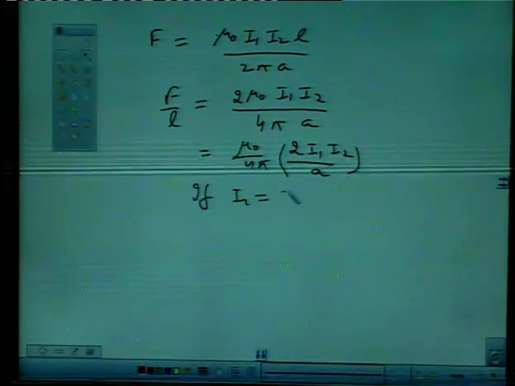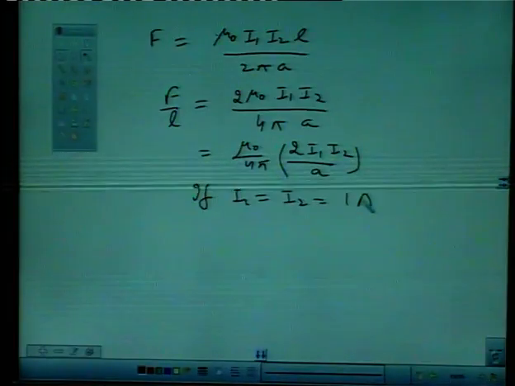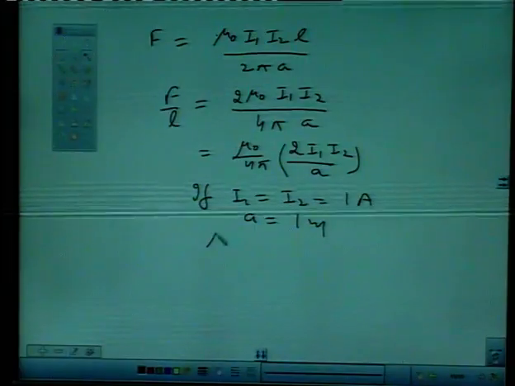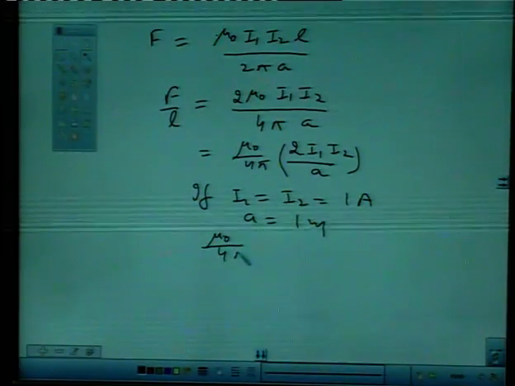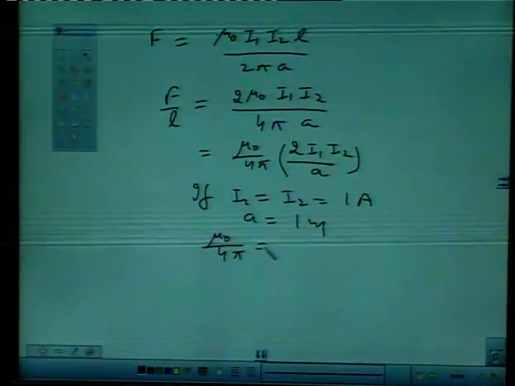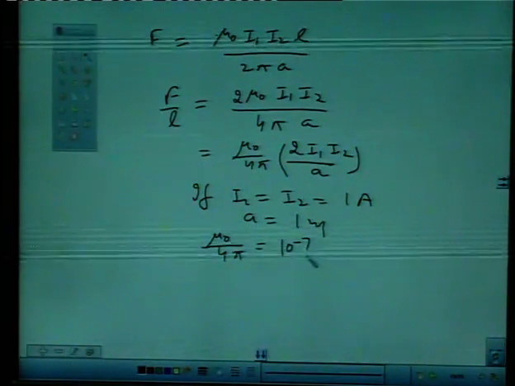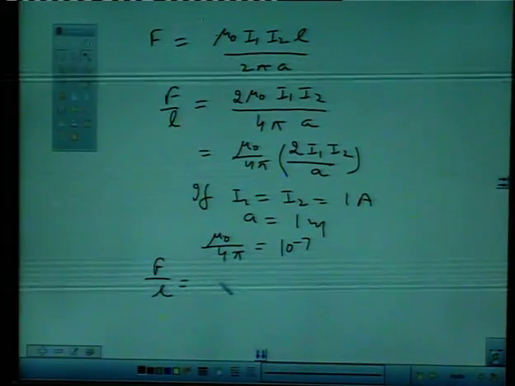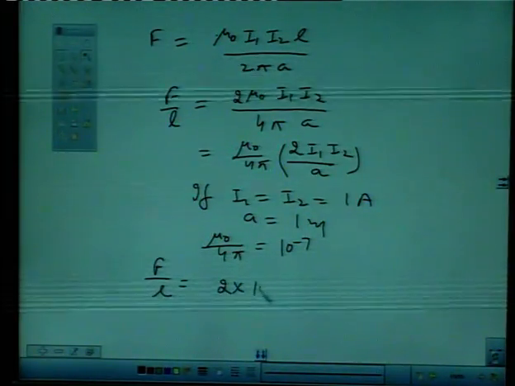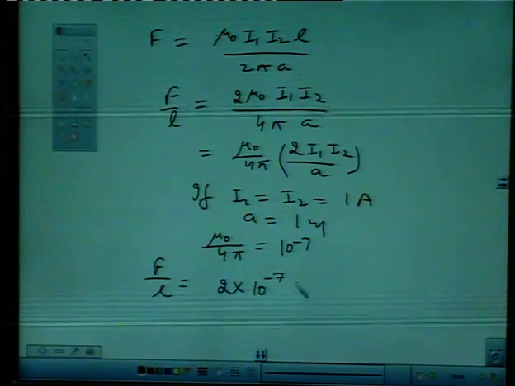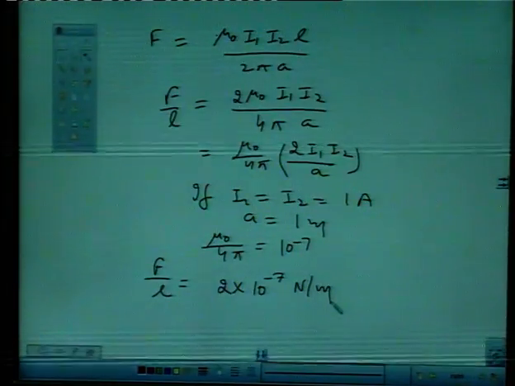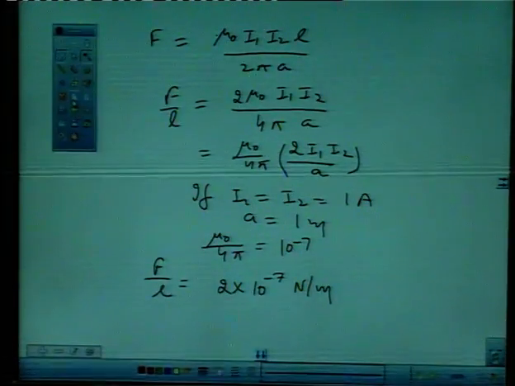If I1 is equal to I2 is equal to 1 ampere and the distance A is equal to 1 meter, we know that the value of mu naught upon 4 pi is equal to 10 raised to power minus 7. So if we put these values, we have force per unit length equal to 2 into 10 raised to power minus 7 Newton per meter. So this is all about the force for two current carrying conductors.